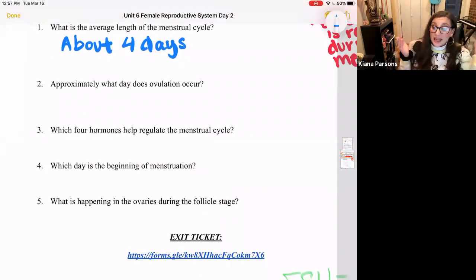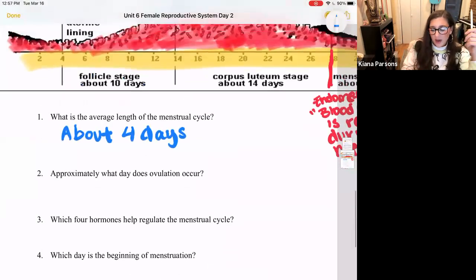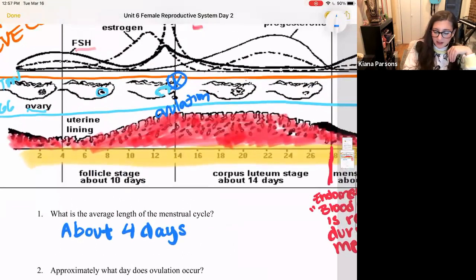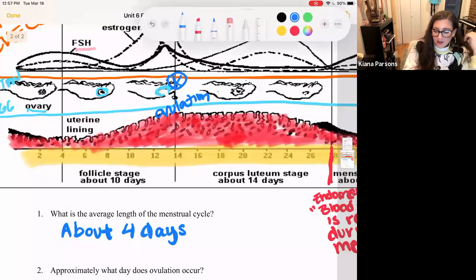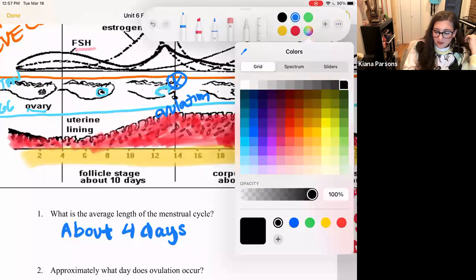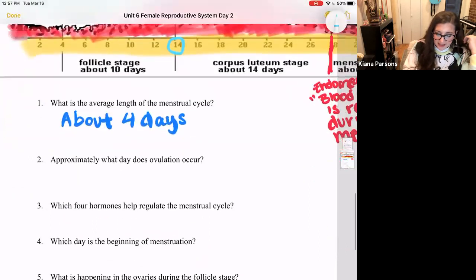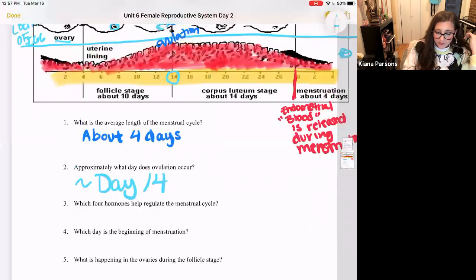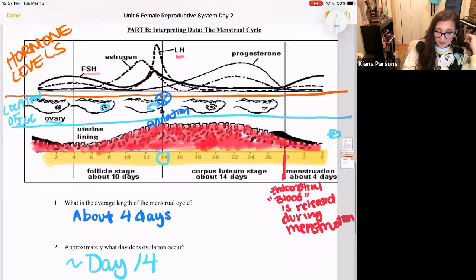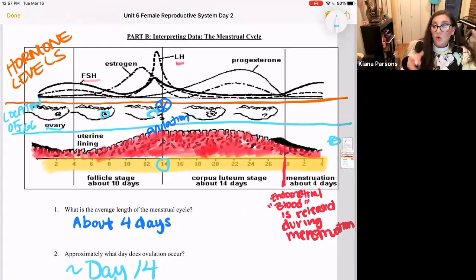At approximately what day in the cycle does ovulation occur? So let's go ahead and take a look at this diagram. You can see there, I went and marked it. Right there, at day 14, we can see that egg is being released. So approximately day 14, about halfway through the cycle. And we can call this the menstrual cycle or the female reproductive cycle that occurs in periods of 28 days.